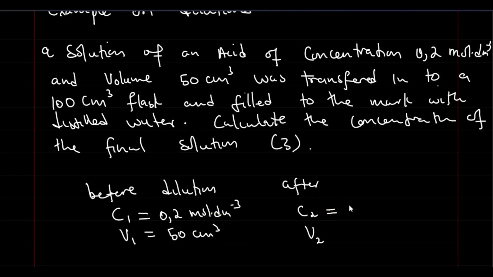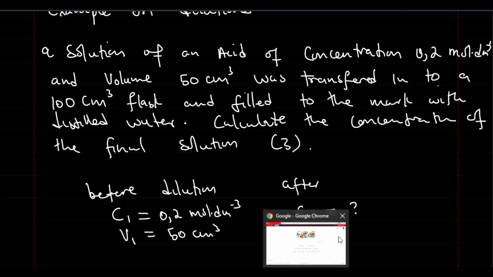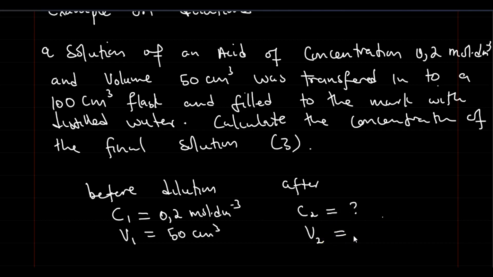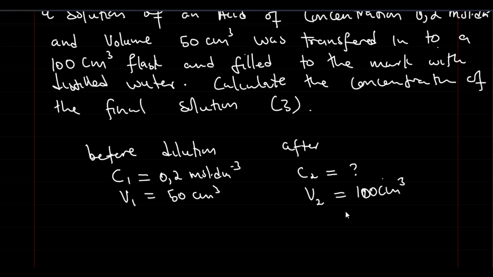And then C2, they say calculate the concentration of final solution. We don't have C2. What about V2? V2, we have it. How much is V2? V2 is 100 cubic centimeters. Okay, so how are we going to calculate C2? We use the dilution formula. C1 V1 is equal to C2 V2, isn't it?